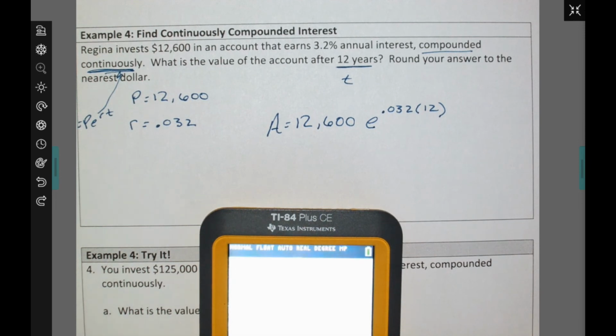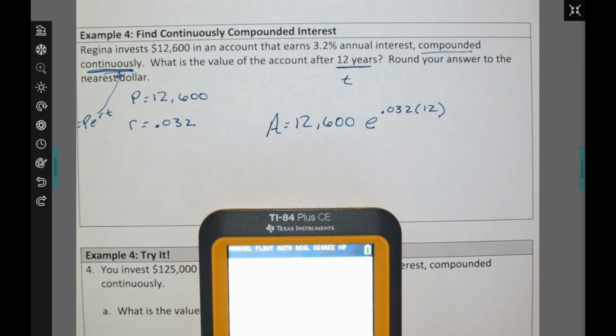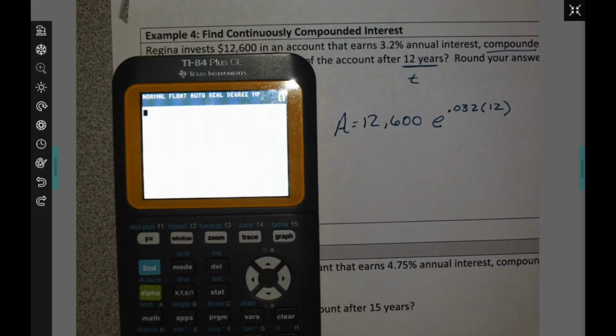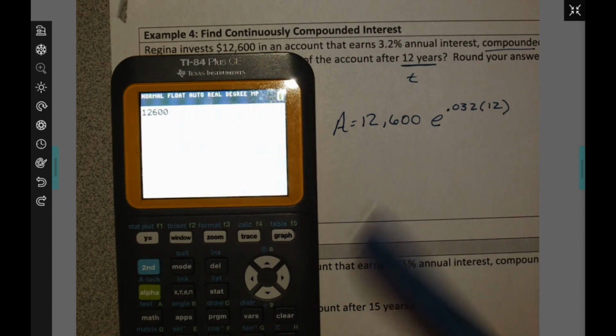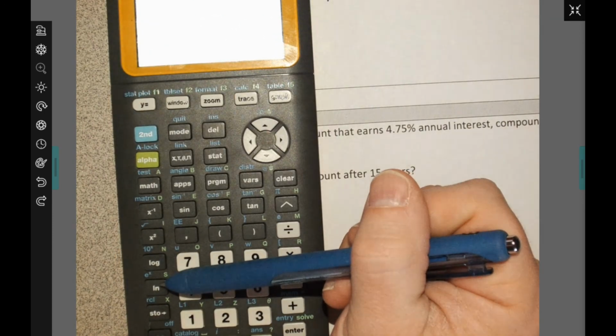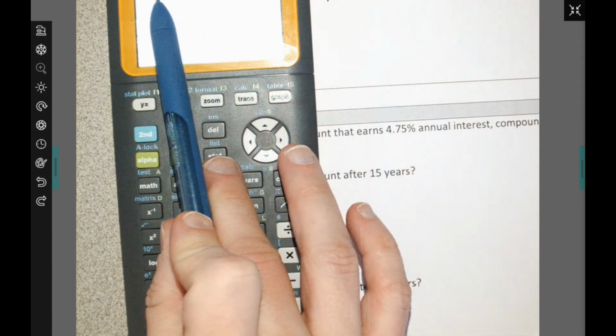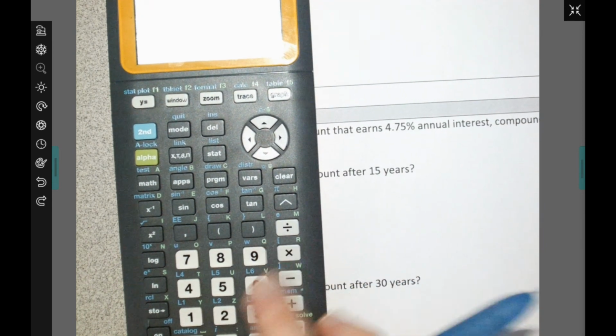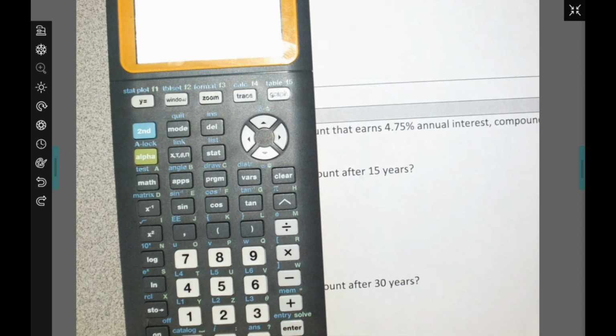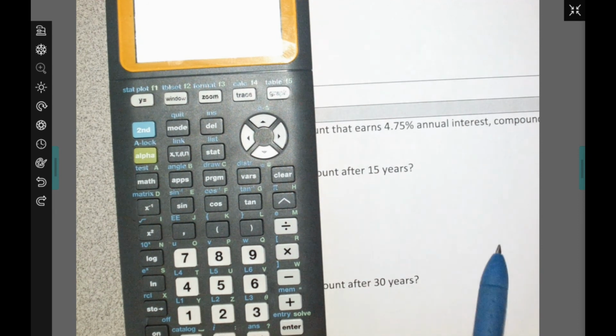It's calculator time. All right, depending on what calculator you have, the e is going to be in different locations. On the graphing calculators and on Calculate 84, it should be in the same spot though. So it's going to be 12,600, and then we want e. There's two spots you can find it. Personally, I like to use the one that already kicks it into an exponent. So on the left-hand side, if you hit second ln, it's going to give me e, and it raises it to an exponent. So from there, you got 0.032 times 12. Okay, so 12,600 e to the 0.032 times 12. Hit enter, and it's going to give me my answer.